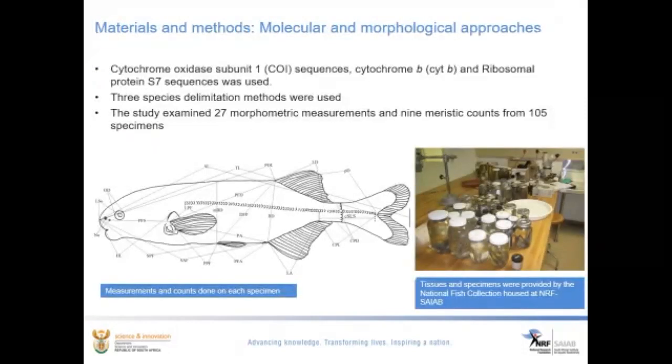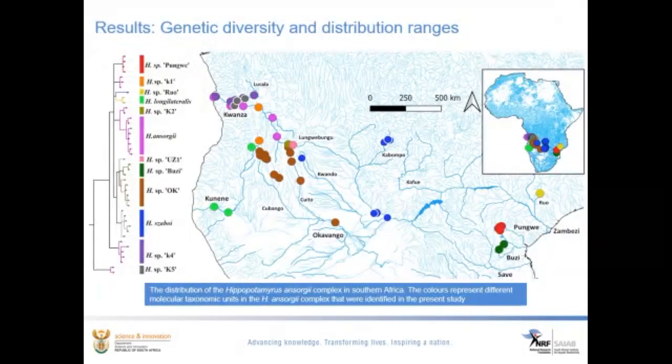Molecular methods based on 3 genetic markers were integrated with traditional morphometric measurements and 9 meristic counts. Phylogenetic reconstruction based on specimens collected across the entire range of Hippopotamirus and Soji showed that it formed 1 well-supported monophyletic group. This monophyletic group was further split into 12 molecular taxonomic units. The diversity between molecular taxonomic units ranged between 1.5 to 9%, whilst divergence within molecular taxonomic units ranged between 0.2 to 1.7%.